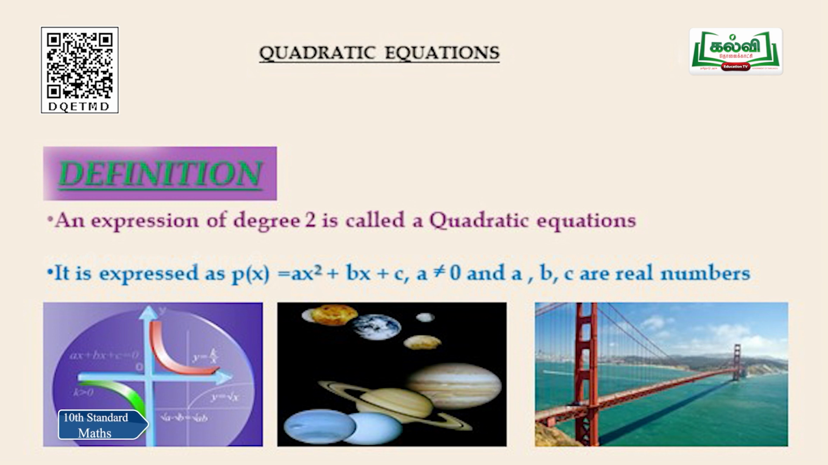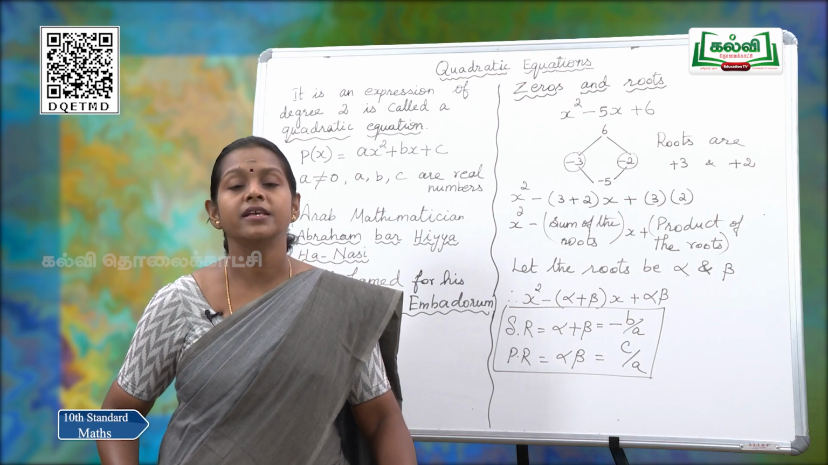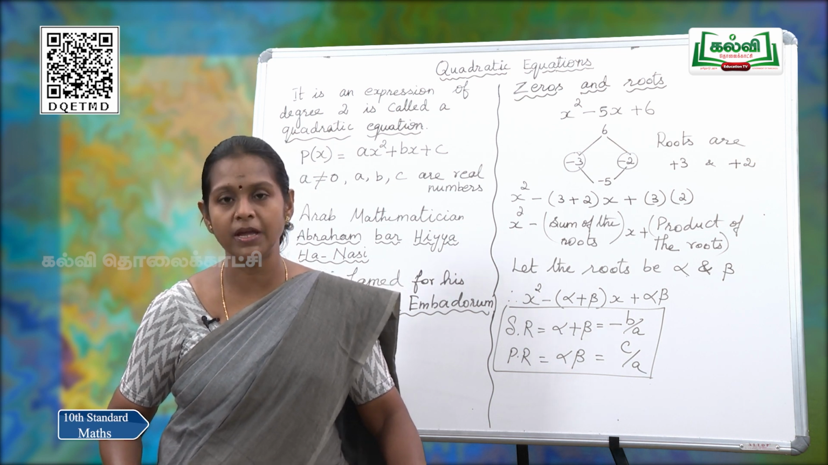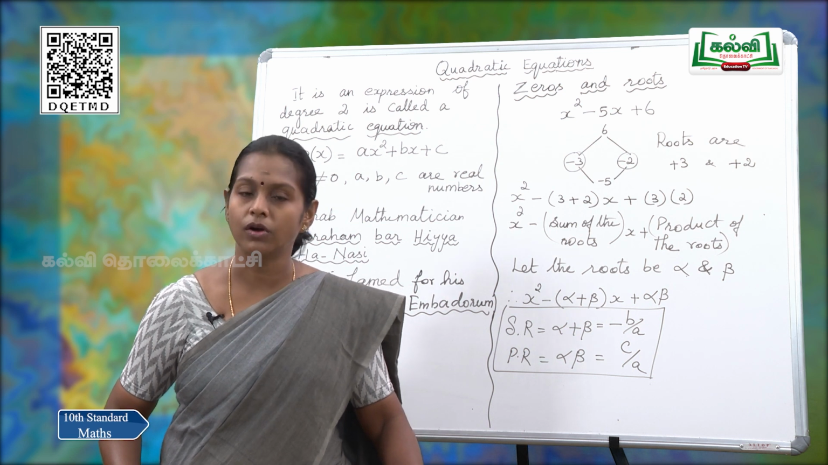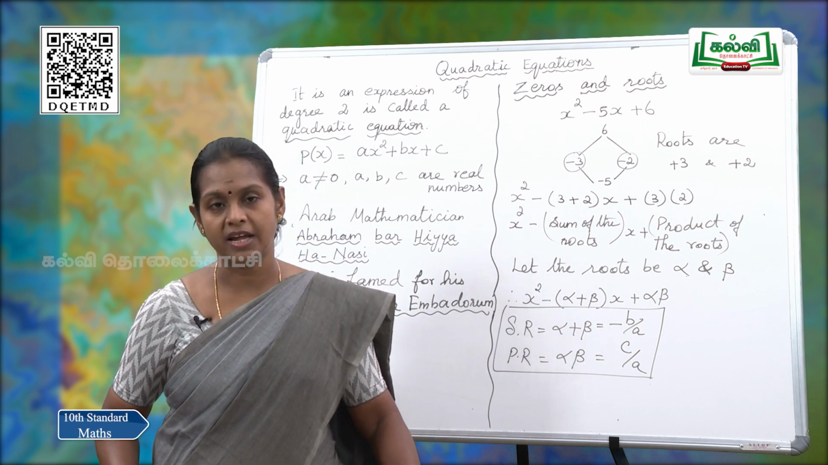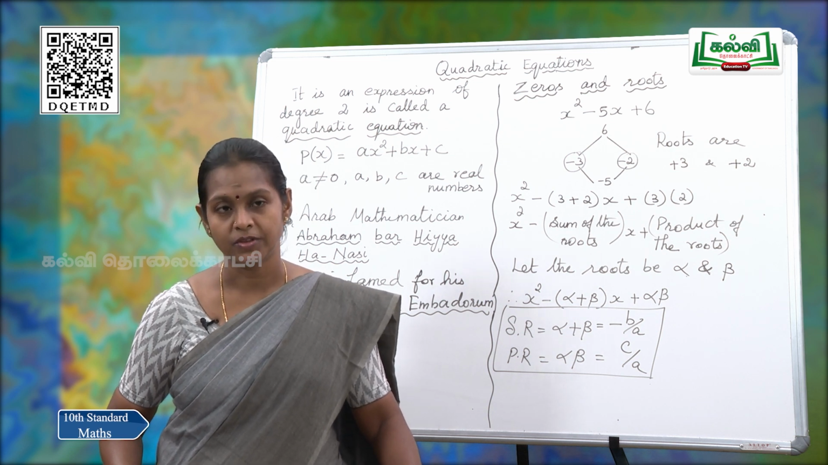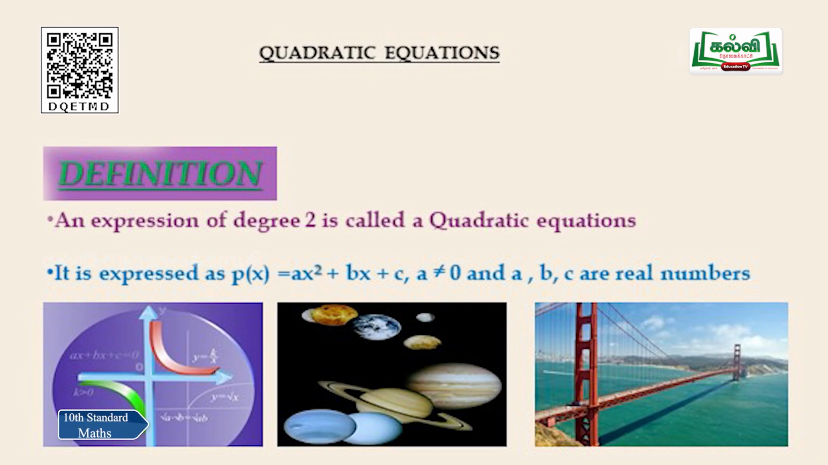An expression of degree 2 is called a quadratic equation. That means the highest exponent of a quadratic equation will be 2. You learnt this already in your lower classes, 9th standard, what is quadratic, what is linear, everything you learnt very well. So, an expression of degree 2 is called a quadratic equation.